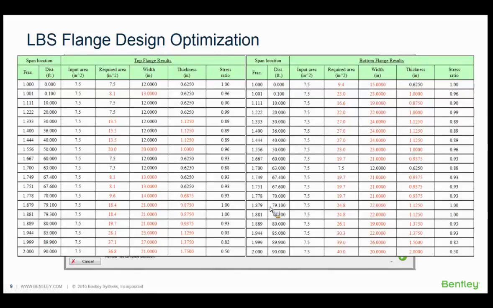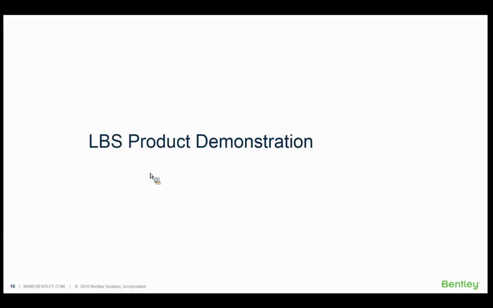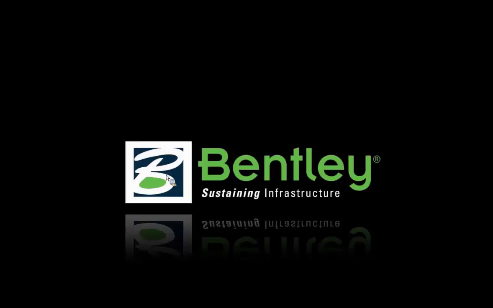And this is what the results window will give you, something that will look like this. It'll show you the input area at that specific checkpoint, the required area, and then it suggests a potential width and thickness that would satisfy that specific area. So let me transition over and open up the product here.